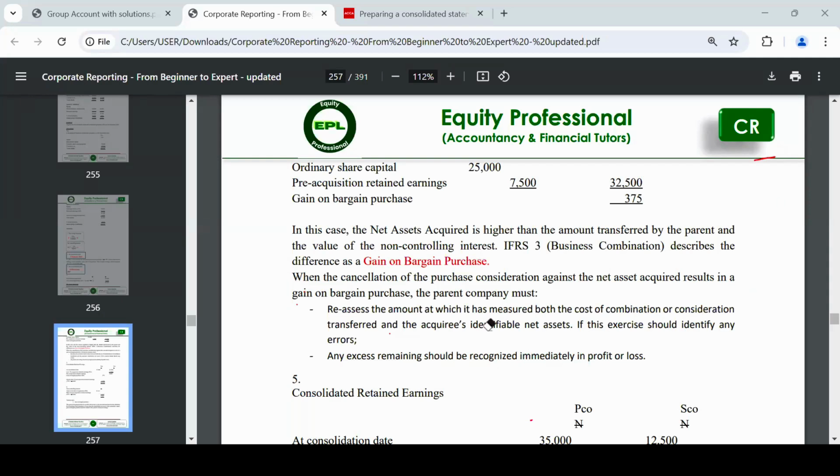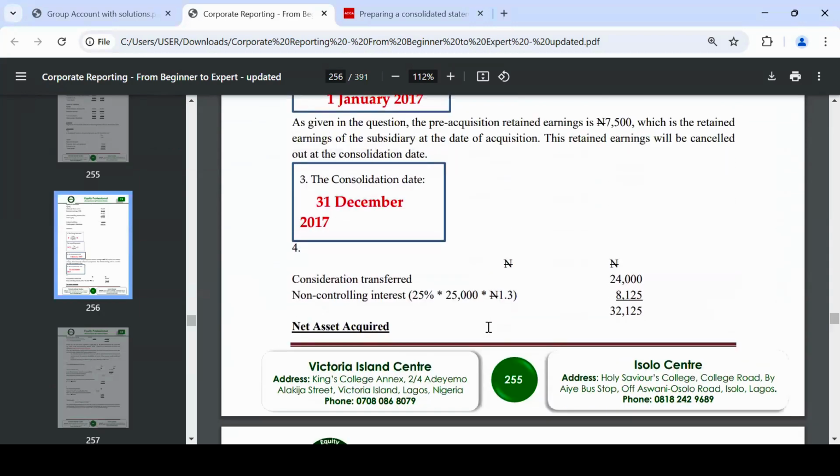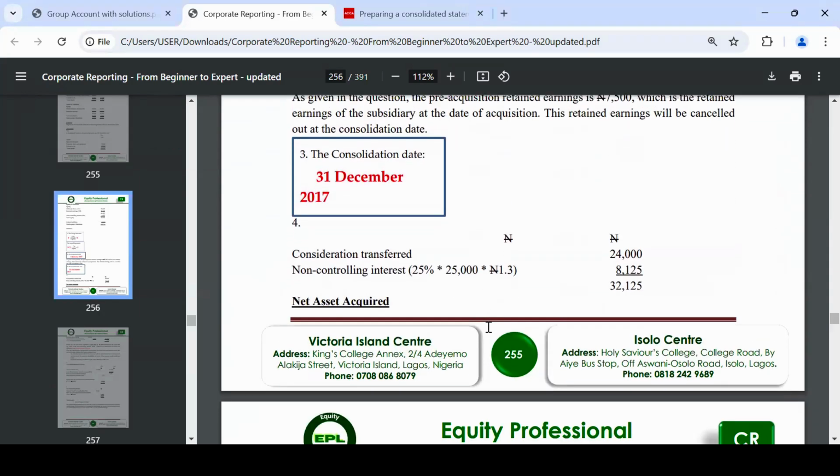Now let's look at it. How was this treated? Look at the cancellation of investment in subsidiary versus net assets acquired here. The consideration transferred was 24,000. NCI, we were told that NCI is valued at fair value, and as at the day of acquisition, the subsidiary's shares were quoted at 1 naira 30 kobo. So you do 25% of the ordinary shares of ESCO multiplied by 1,000, multiplied by 1 naira 30 kobo, and you get 8,125.